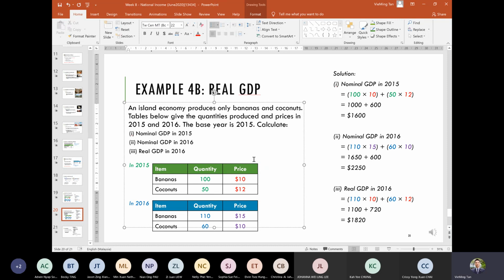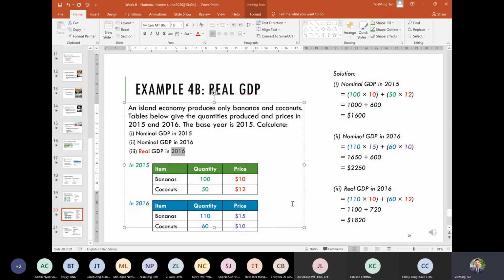Okay, part 3. Real GDP. Real, this is a keyword. Be careful, real GDP in 2016. So what is the formula to calculate the real GDP? We have to use the quantity in 2016 multiplied by the price in 2015, because it's real. Real means we have to use the base year price, the 2015 price. But the quantity has to use 2016.